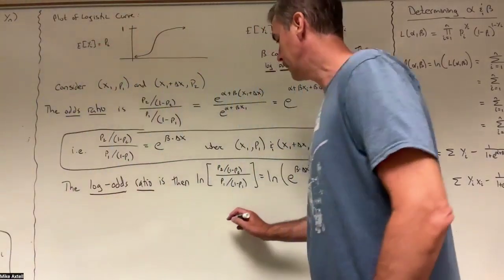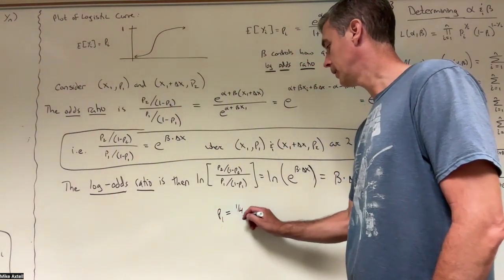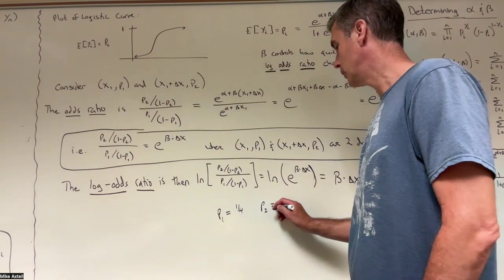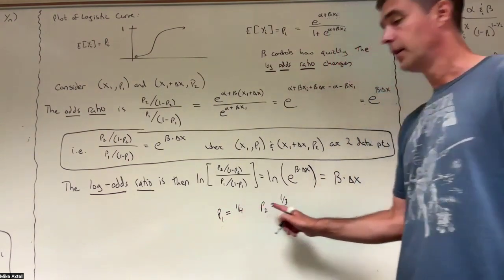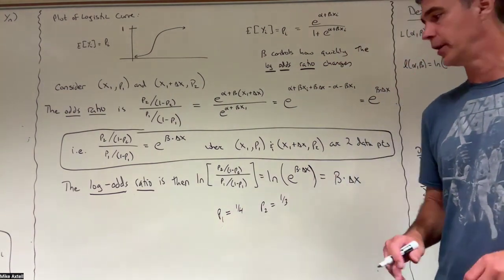Let's say my P1 was equal to a fourth and my P2 was equal to a third. So the probability of success is increasing. Let's just see what happens to the odds ratio.